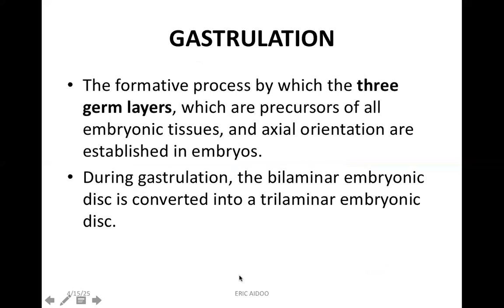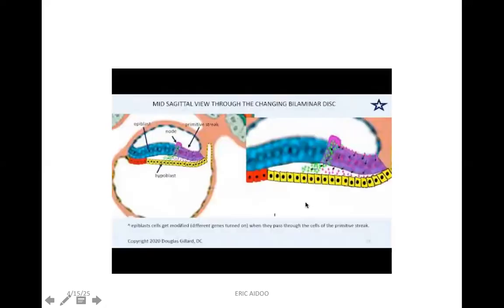In gastrulation, the formative process by which the three germ layers are acquired will ensue. And the precursors of all embryonic tissues come from these three germ layers. And there's also the axial orientation of the embryo, i.e. the head region and tail region will be established. During gastrulation, the bilaminar embryonic disc is converted into a trilaminar embryonic disc made up of the three germ layers, ectoderm, mesoderm, and then endoderm.